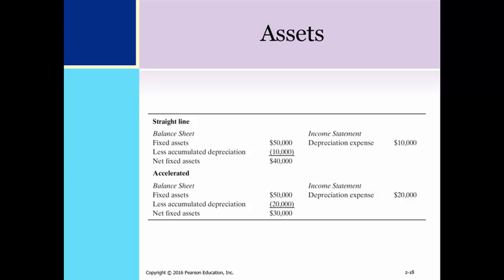Notice how this information would be shown on the income statement and the balance sheet depending on which method is chosen. While depreciation expense is smaller using straight-line depreciation, the book value of the assets, $40,000, is larger than what appears when using the accelerated method. By the end of the 5th year, both methods will have a total expense of $50,000 for depreciation, and the book value on the balance sheet would be 0 under both methods.